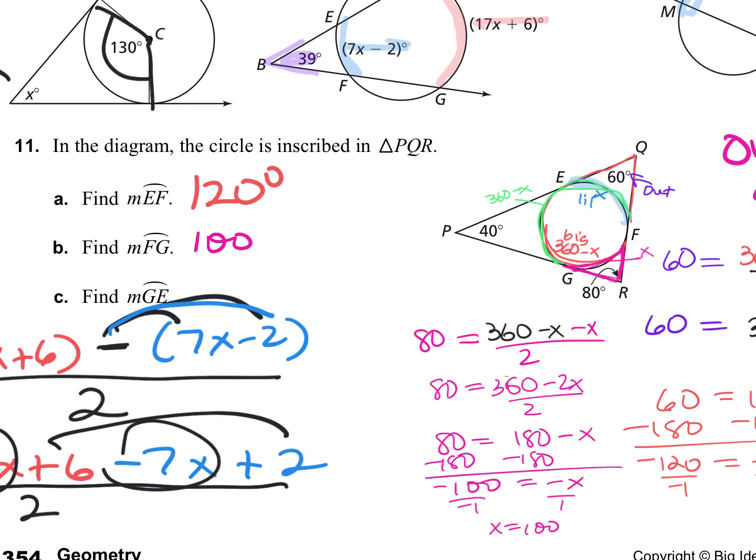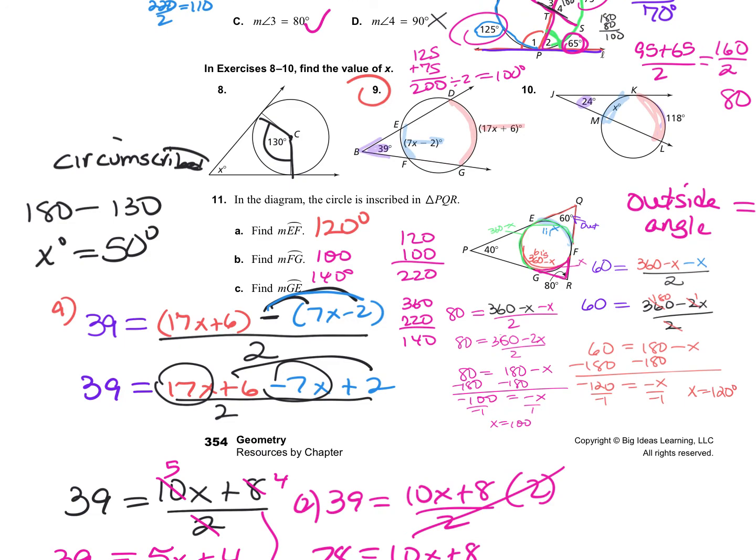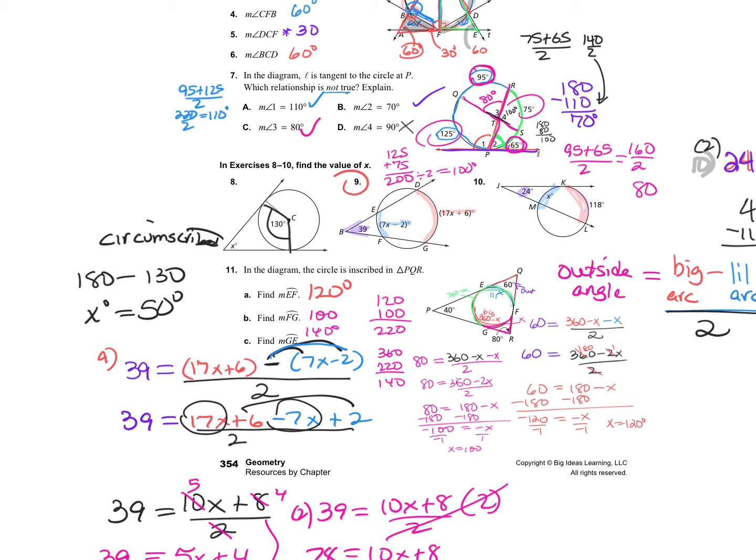Now, the faster way probably to find GE instead of doing that again and using the 40 would be to take the 2 you already have, add them, and then subtract that from 360. And then that would give you 140 for the last remaining piece of that arc. So that was all of the stuff you need to know from 10.5. So again, floating angles, circumscribed angles, and then the big arc minus little arc to give you the outside angle measure. 10.6 is where we focused on segments.